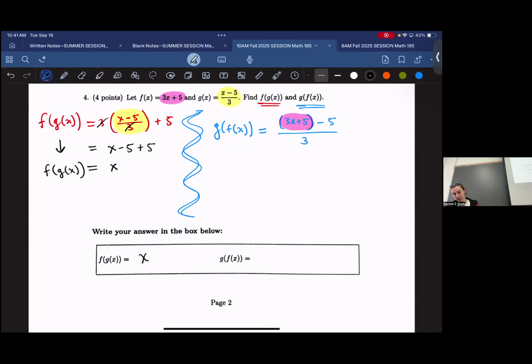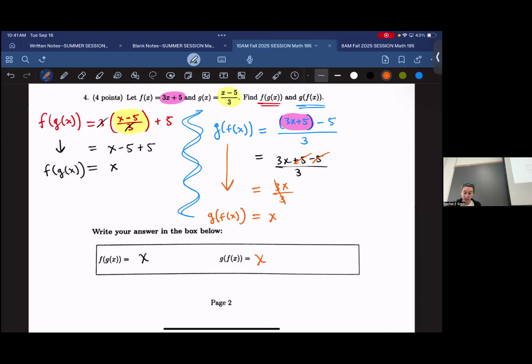And now we're once again going to simplify. 3x plus 5 minus 5. Easily see that the 5's cancel out. And then 3x divided by 3, the 3's cancel out. And lo and behold, we get them equal to each other, which tells us what? They're inverses of one another.